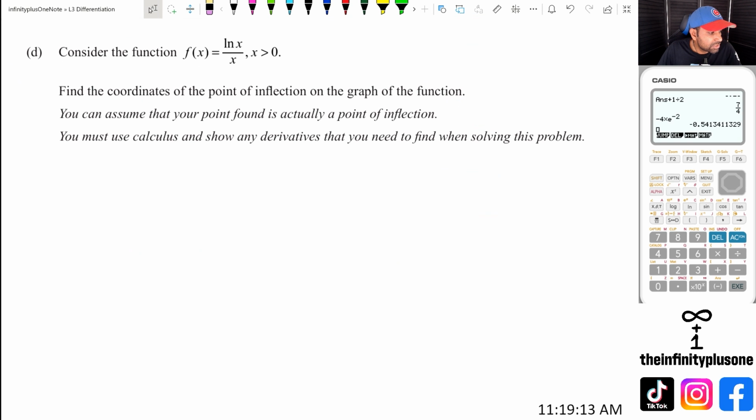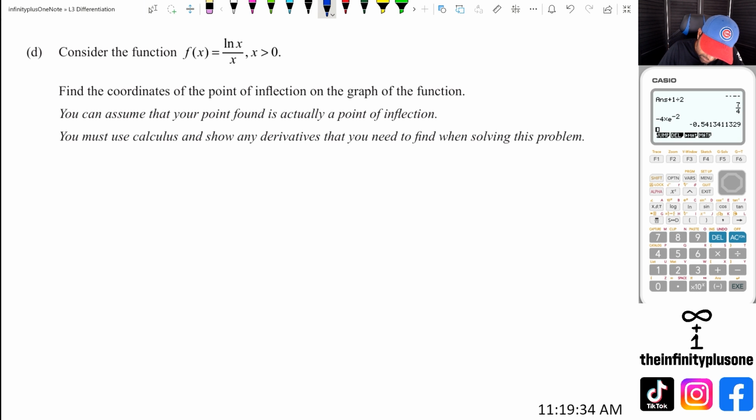We've got this function here. Find the coordinates of the point of inflection on the graph of this function. You can assume that your point found is actually a point of inflection. So we don't need to actually show it by the looks of it. You must assume, okay, no, we do need to. Okay, fine, that's fine.